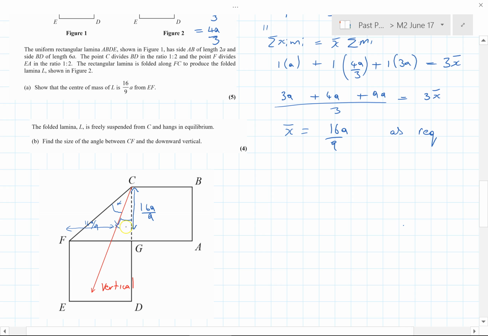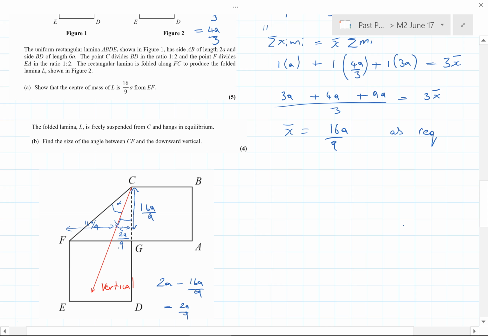Now that means that this distance here is equal to 2a minus 16a over 9, because we know the length from here to here is 2a. So that there is equal to 18a over 9, so take away 16, so that's 2a over 9 there.